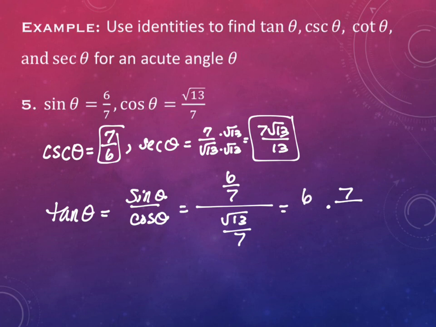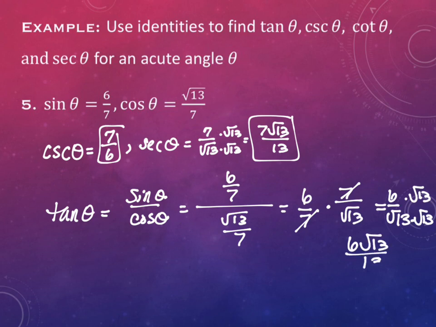So 6 over 7 stays the same, and then the flip would be 7 over square root 13. Do I have that all written out right? Are we good? Wonderful, because now the 7s are going to cancel. And we tend to see a lot of cancellations happen when we work with these. So now I have 6 over square root 13. So I need to multiply by the square root of 13, and I get 6 square root 13 over 13.